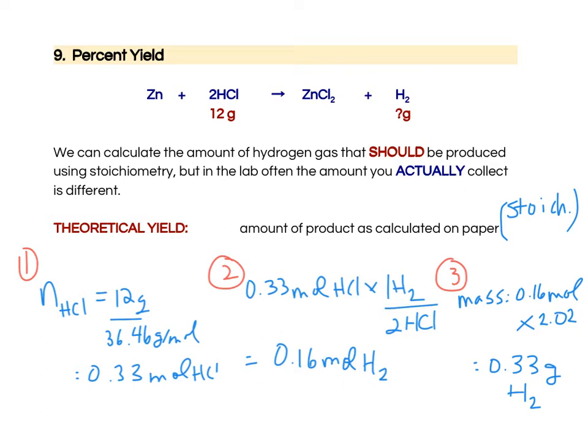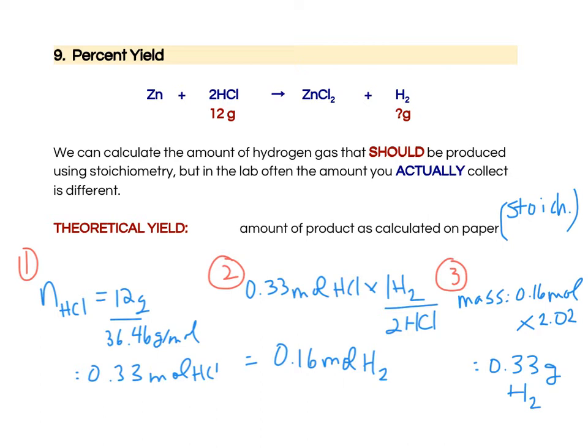So the first thing that I did, of course, was I converted my grams into moles of HCl. And I found that I had 0.33 moles of HCl. And then I did a mole ratio and said, well, if I have 1 mole of H2 for every 2 moles of HCl, that means I have half the amount of hydrogen gas produced in moles, so 0.16 moles of H2. And then I quickly converted that to mass by multiplying by the molar mass of 2.02 grams per mole to give me 0.33 grams of H2. And so that's the amount of H2 that is my theoretical yield.